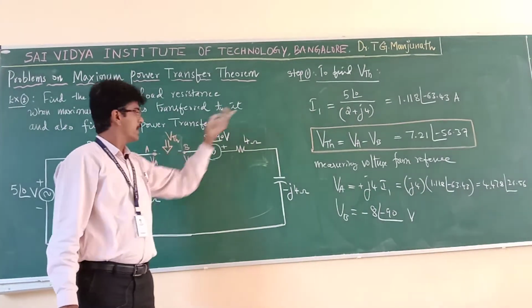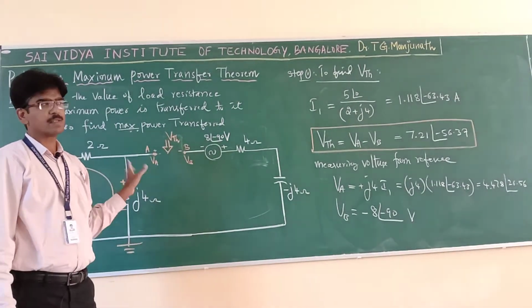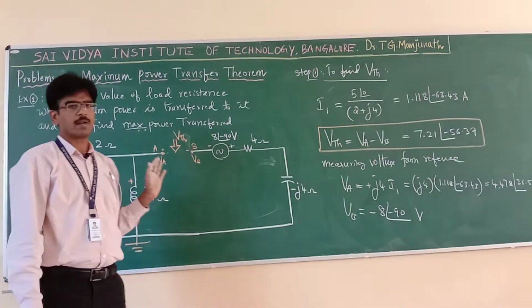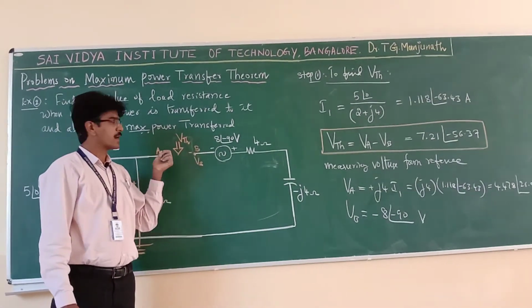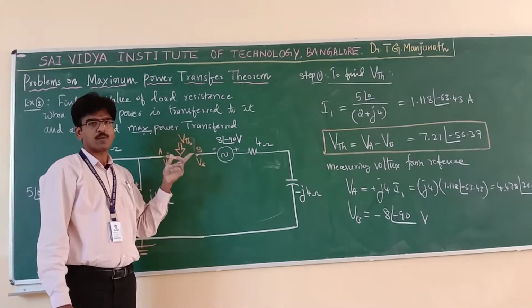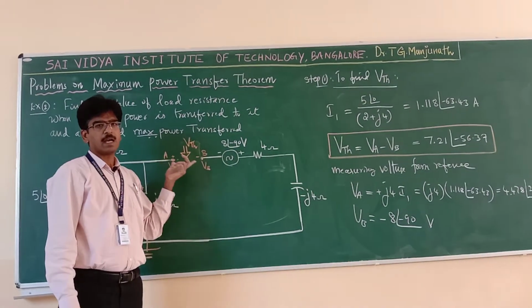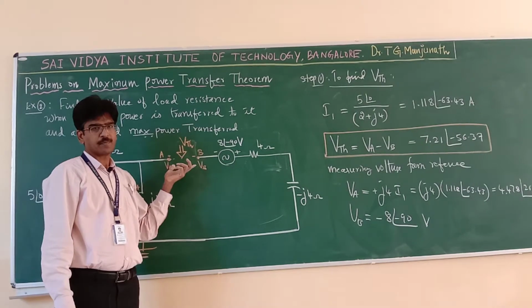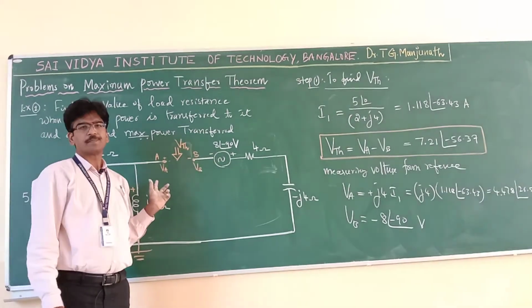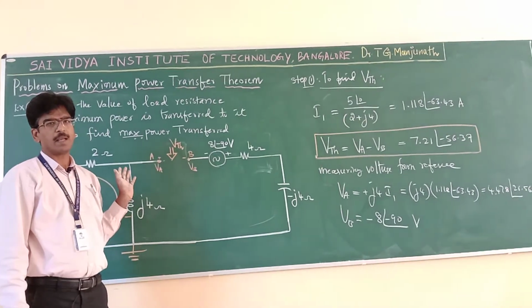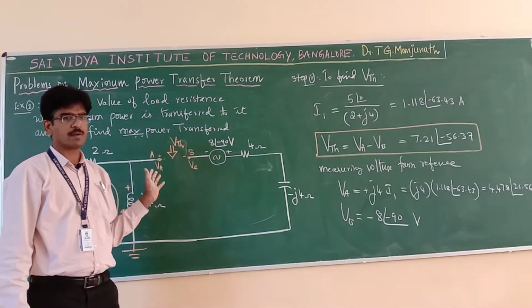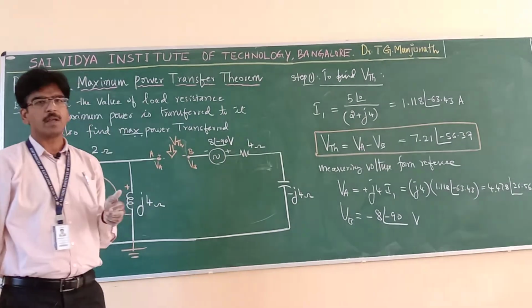Step 2, what should I find? I should find Z-Thevenin. It is not a DC network, it is an AC network. Hence, I should find impedance. Where should I find the impedance? Across the load terminals. Always under open circuit condition only, I should find the impedance. Okay. What is the procedure? You have to make all the sources in the network 0 and then you have to find the impedance value.